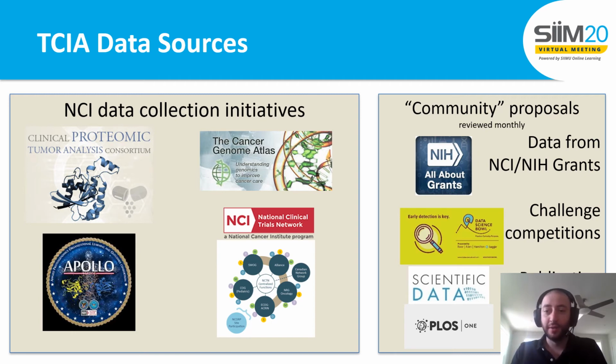And you know, common examples of this would be data that was generated by NCI and NIH grants, which require data sharing policies. It's becoming increasingly common for professional organizations such as SIIM, which I know has led challenges in the past, to have challenge competitions and often need assistance with de-identifying the data and making it available to participants. And then also publishers are becoming increasingly diligent about requiring authors to share their data sets. And so we get a lot of proposals in that vein as well.